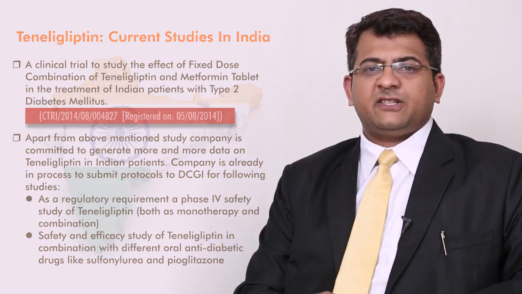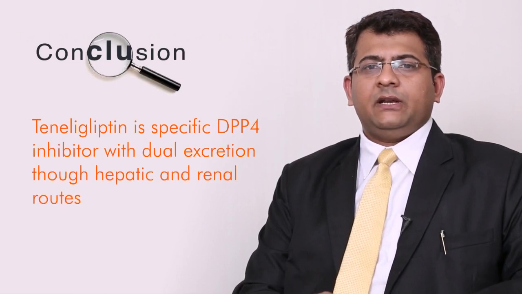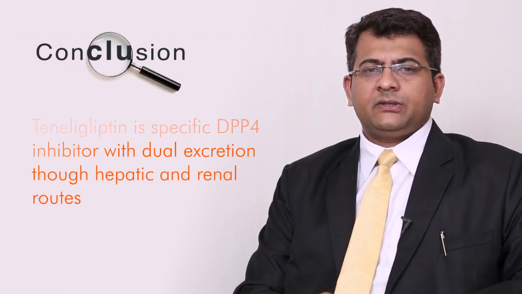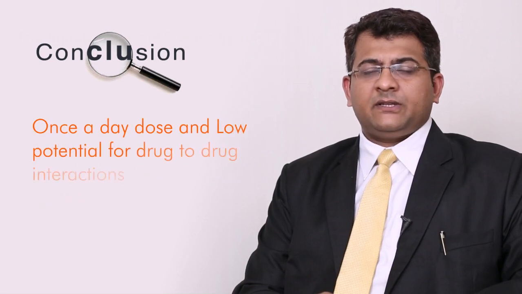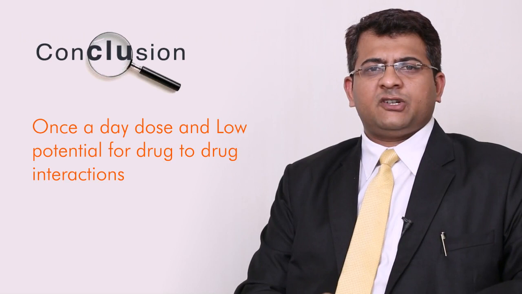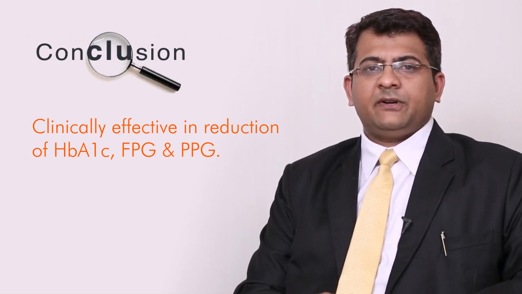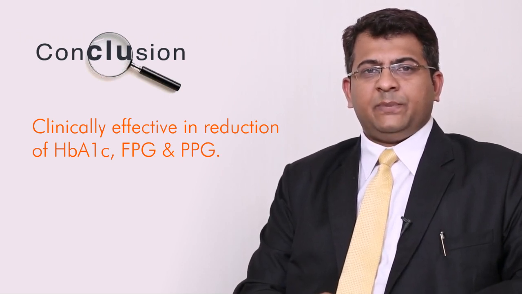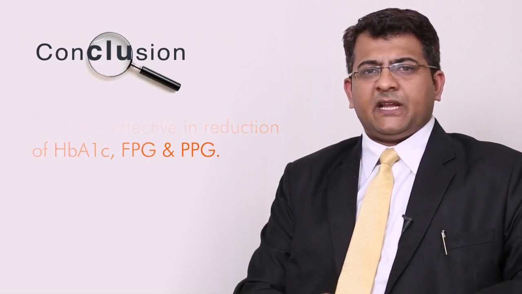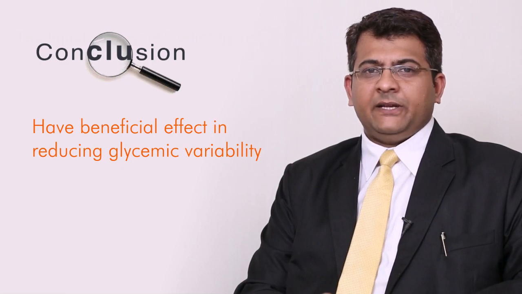So I will conclude by saying teneligliptin is a specific DPP4 inhibitor with dual excretion through both hepatic and renal routes. Because of its long half-life, it's a real once-a-day molecule, and food will not have any major impact on the absorption of the drug. Efficacy-wise, it improves all 3 basic parameters of glucose control, A1C, FPG and PPG. At the same time, when used in addition to insulin, it decreases glycemic variability.